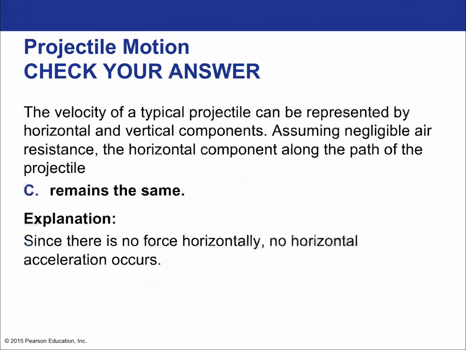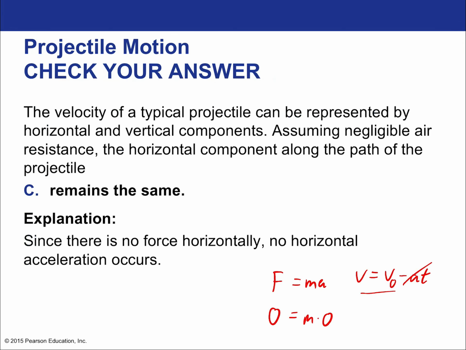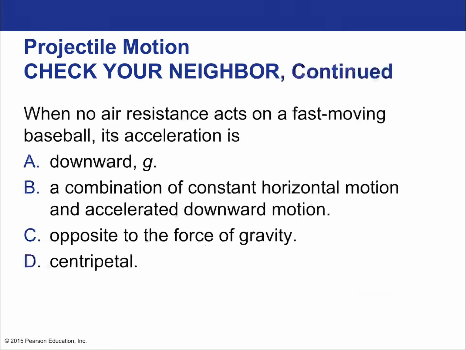Okay, so the answer is, of course, C, remains the same. There's no force horizontally, thus there can be no acceleration, which means the velocity must remain constant. That's because of Newton's second law, F equals ma. If F is 0, obviously m is not 0, thus acceleration must be 0, and if acceleration is 0, then v just equals v naught. So that's the story of how we can say that no force means unchanging velocity. You can also use Newton's first law and just say, if there's no force, then inertia says you have to remain along the same path.